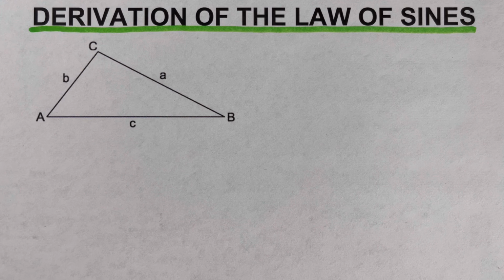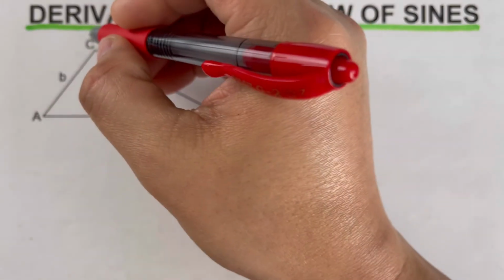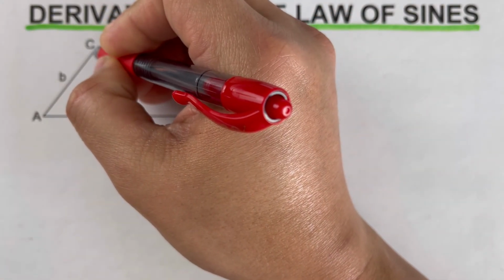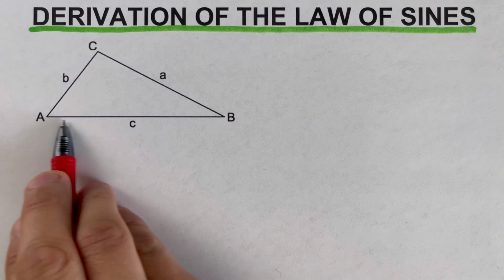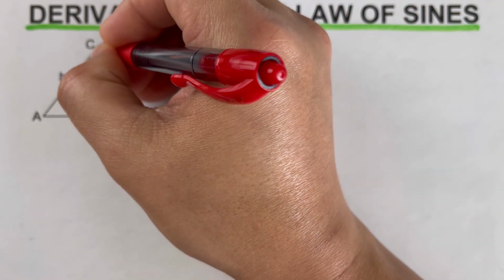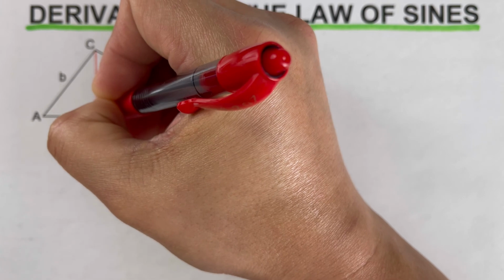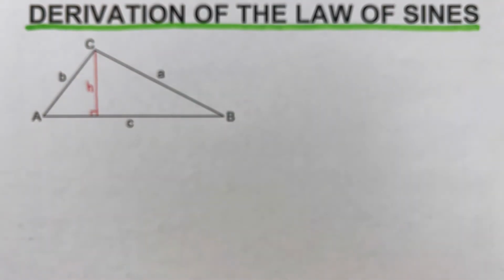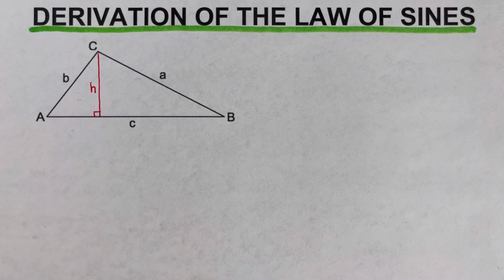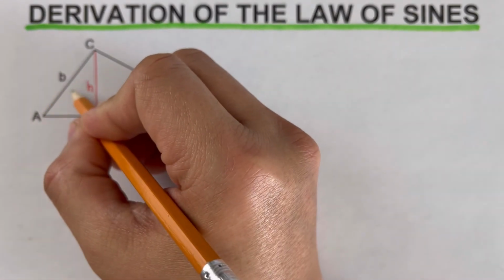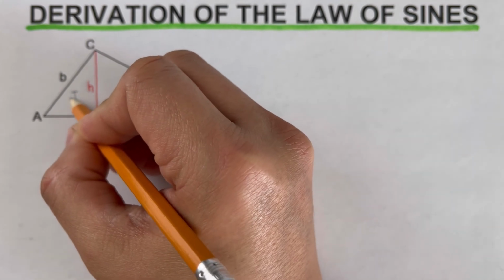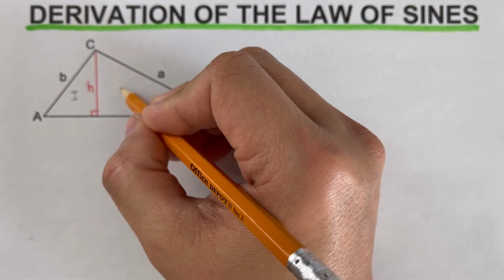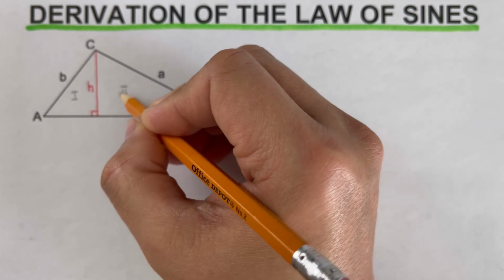In order to derive the law of sines, we are going to break this triangle into two pieces. We are going to drop a perpendicular line to side AB from angle C. If I drop a line right here, we will name this H, or the height of the triangle. So we have actually created two triangles. The one on the left, we will label as our first triangle, and the one on the right, we will label as our second triangle.